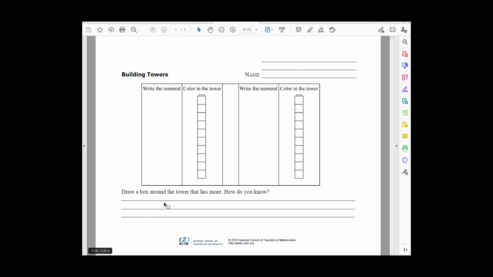This last part, draw a box around the tower that has more. How do you know? We didn't do that in this lesson, so I would maybe hold off until the next lesson to come back and revisit this and have them explain this.